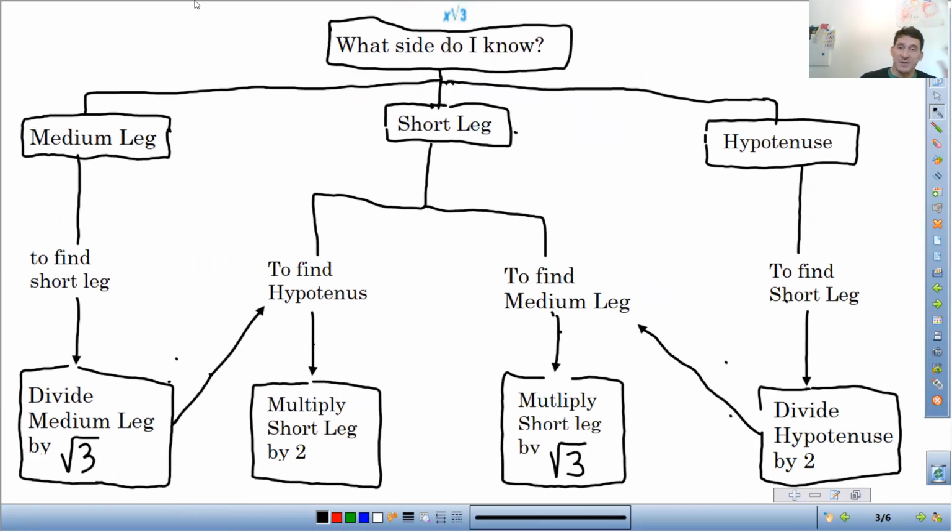It tells you what to do. So you ask yourself, what side do I know? The easy one is knowing the short leg. If you know the short leg, to find the hypotenuse, you just multiply by 2. And then to find the medium leg, you multiply by the square root of 3.